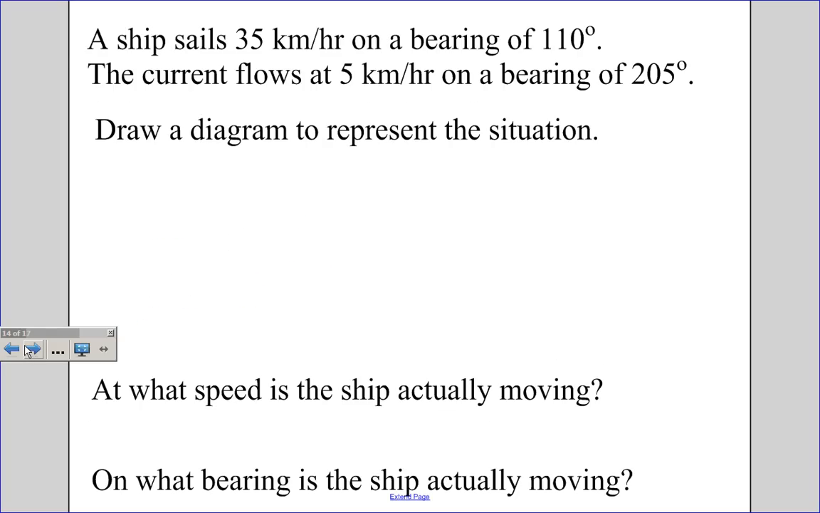you guys try this. A ship sails 35 kilometers per hour at a bearing of 110 degrees. The current flows at 5 kilometers per hour at a bearing of 205 degrees. Try to represent this situation. So pause the video and see if you can get through all of these questions. That was the worst line ever drawn, I believe. I think I have a line feature.